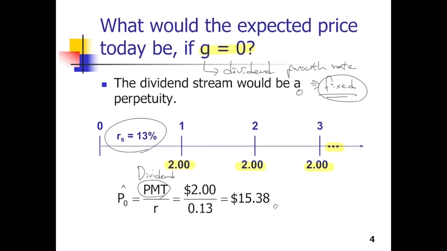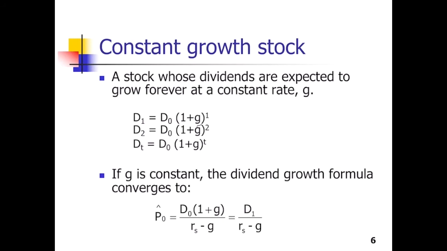Dividends grow at a constant rate. A constant growth model assumes dividend growth will be stabilized. So dividends grow forever at a constant rate g. So g is the dividend growth rate, and in this case we assume it is a constant rate. Constant. So it is g, a specific number.